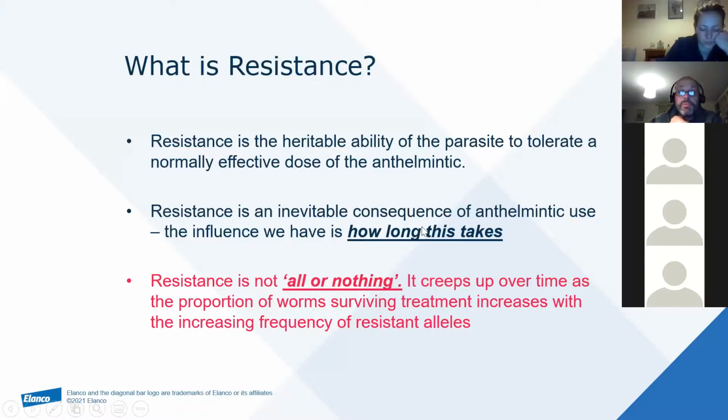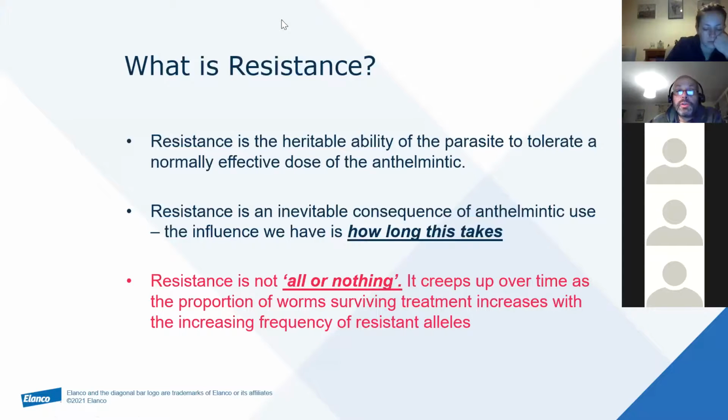But every time we worm a sheep, the ones that survive are the ones that produce the next generation of worms. So the more we worm them, the more filtering takes place, and the more often just the resistant ones go back on the pasture. So, we've got to be a bit careful about how we use the wormers to try and reduce this development of resistance.